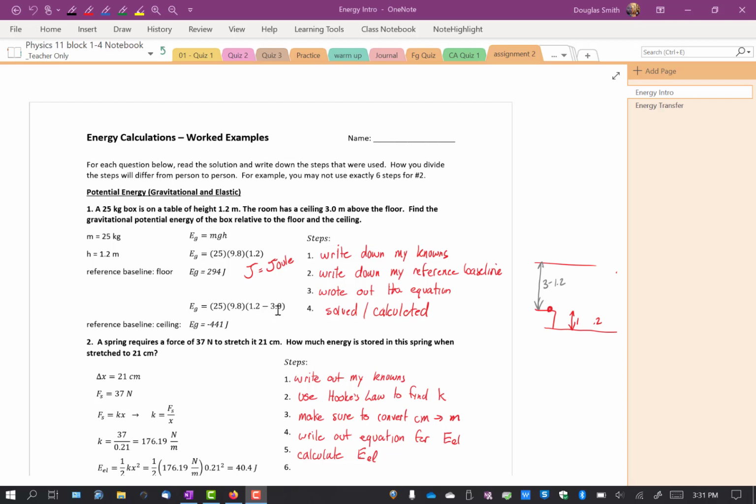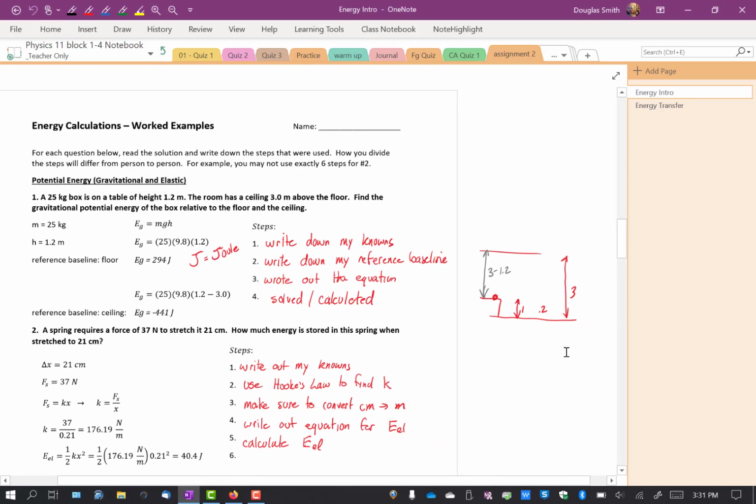In fact, if you subtract 3 meters from 1.2 meters, that tells you the relative height, and this is what we see here. The ceiling's 3 meters high.